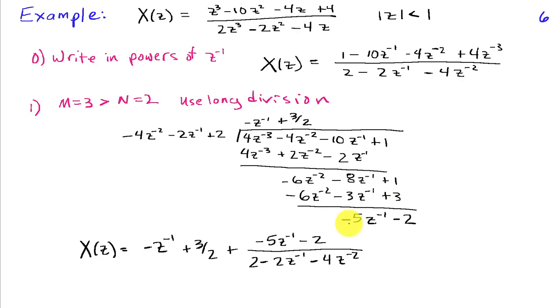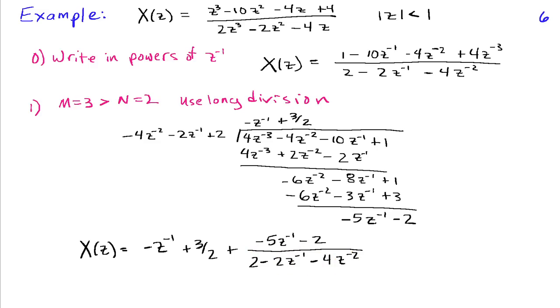Now at this point, the remainder term is indeed of order less than the denominator order, because the denominator order was order 2. So I can write X of z as negative z inverse plus 3/2. That's the result of my long division, plus the remainder, negative 5z inverse minus 2, divided by my original denominator, 2 minus 2z inverse minus 4z to the minus 2.